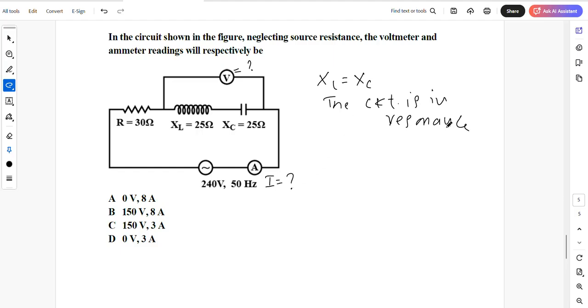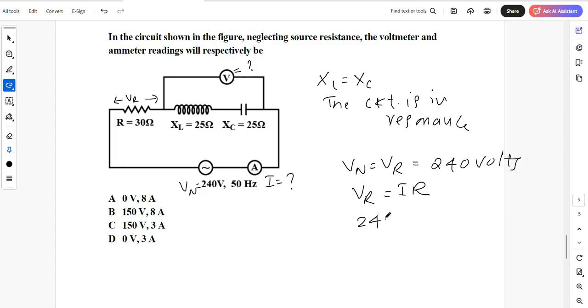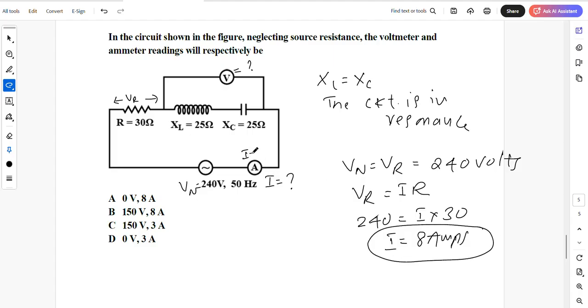Now, when the circuit is in resonance, what happens? V net will be equal to VR. VR is here, the voltage across the resistor. VR will be equal to how much? 240. Right. So VR is equal to I into R. VR you know, 240 is equal to I, which you do not know, into R, which you know. R is how much? 30 ohm. I is equal to 240 by 30, which is 8 amperes. The reading of this ammeter is 8 amperes. But what will be the reading of this voltmeter here?